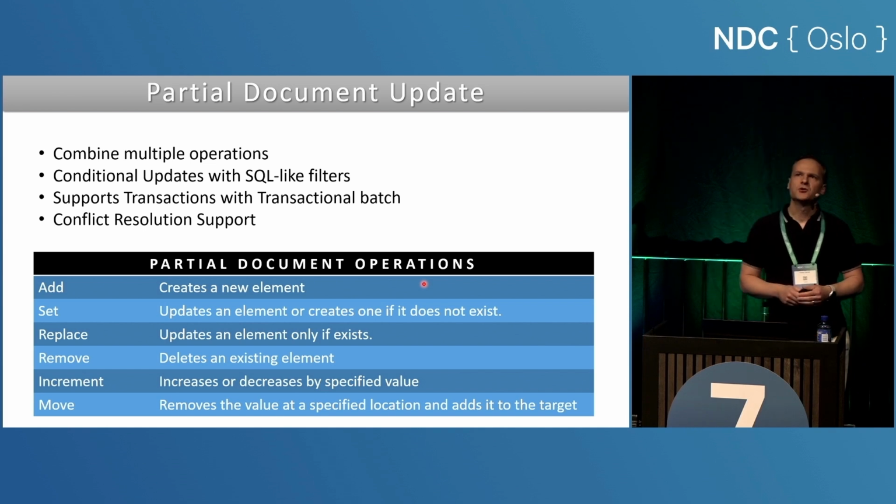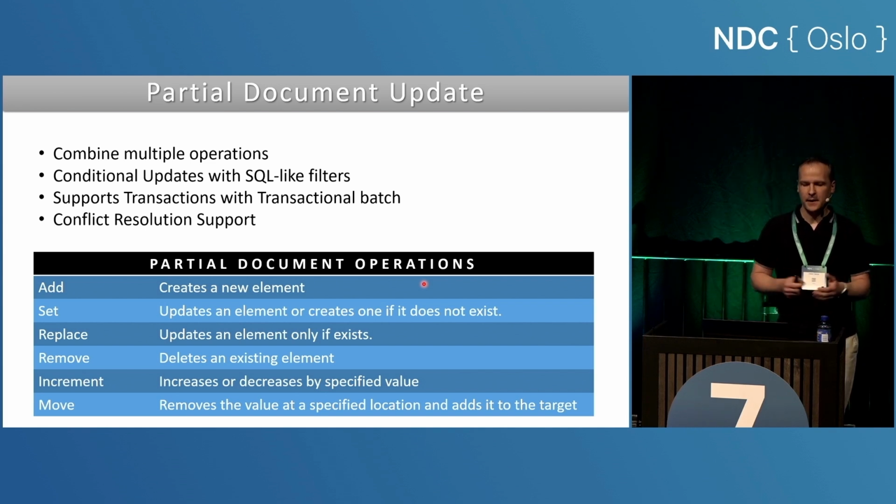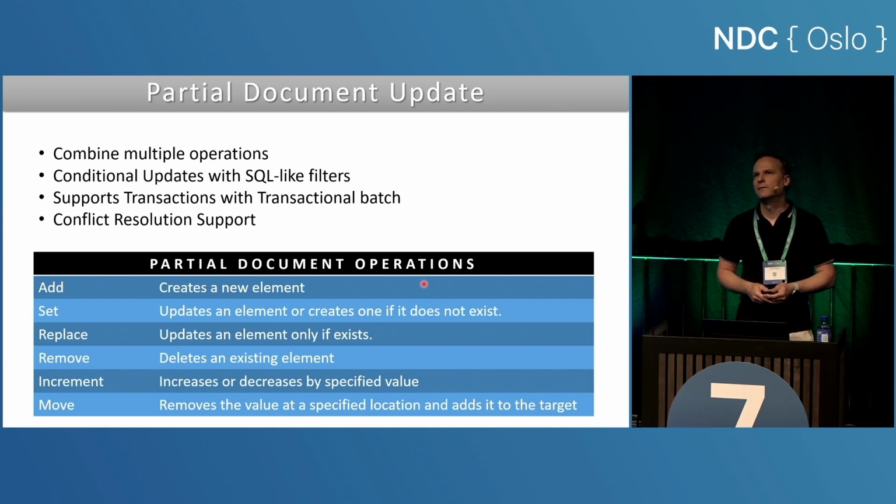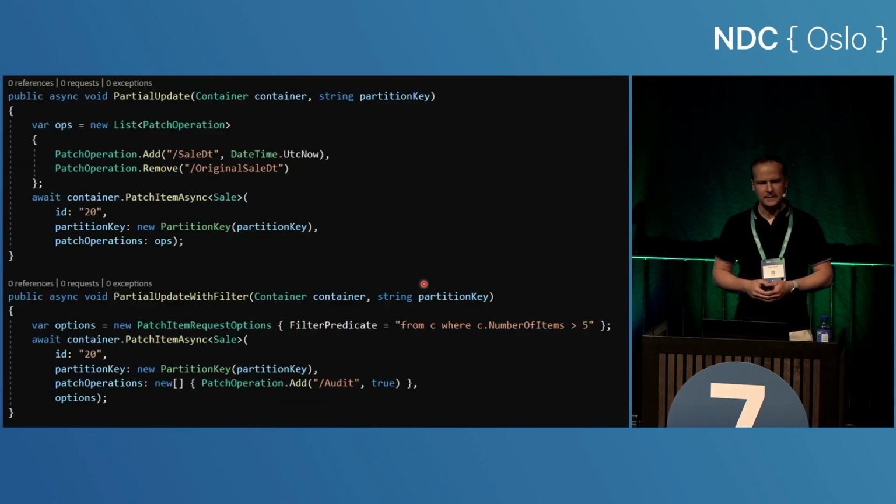So those are the operations you see here. You can add, set, replace, remove. Increment is an interesting one. For example, if you are going to change the number of orders, maybe it's 1, you can just increase by 1, or you can decrease by -1. So you can easily do that. Or if you want to change a property from one location to another location, you can use move for that too. So let's see this actually in action.